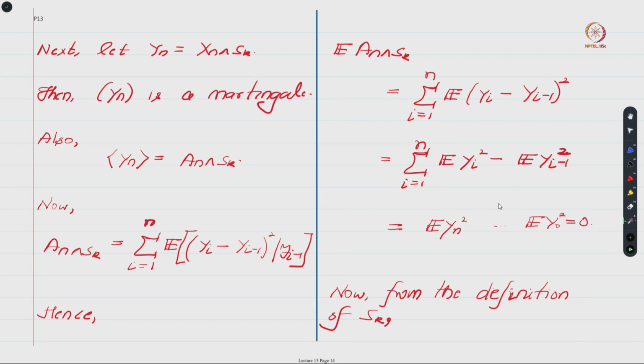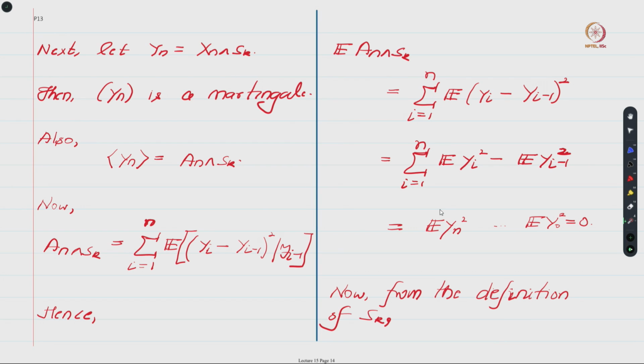If you recall, in the statement of this result we have assumed that the X_n's start at 0, that is, they are null at 0. Hence one can show that from this definition Y_0 must also be 0, and hence Y_0 squared must be 0, and the expected value of Y_0 squared must be 0. In other words, this expectation must equal this expectation.